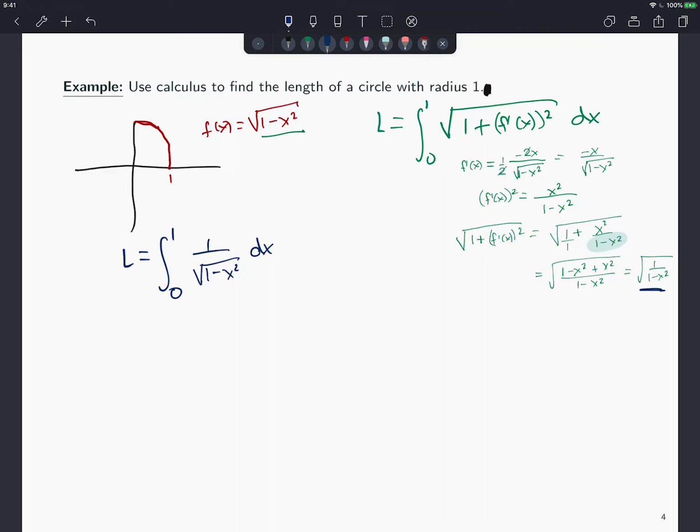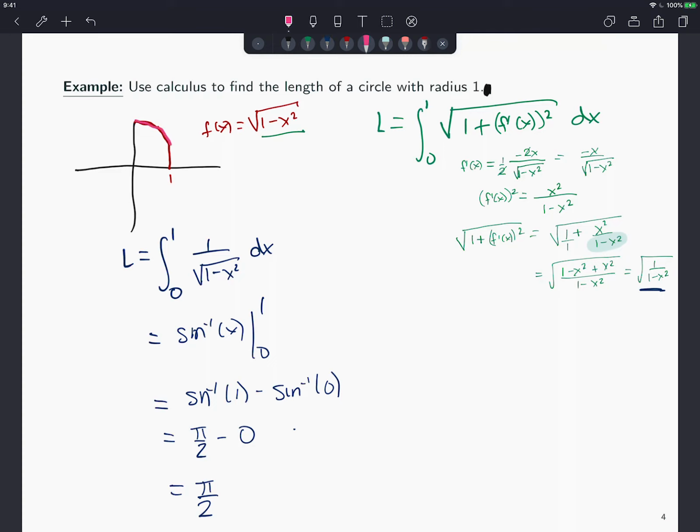Why did I write it like that? Because if you look at your table of derivatives, this is exactly the derivative of sine inverse of x. So this function is really the inverse function of sine of x, from 0 to 1. So you have to do the sine inverse of 1 minus the sine inverse of 0. When is the sine 1? It's at pi over 2. When is the sine 0? At 0. So I get pi over 2, which is what I would have expected, because this is 1/4 of the circle, right?